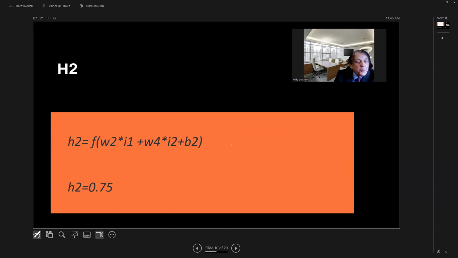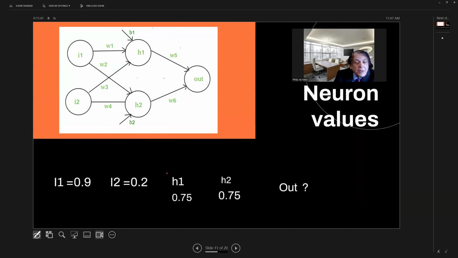Now, when you put the H2, because W2 is 1 and W4 is 1, and B2 is 0, you will have the same thing as in H1. So H2 becomes 0.75. Okay, so now this is 0.75, and this is 0.75, we should calculate now what we'll have in the output.